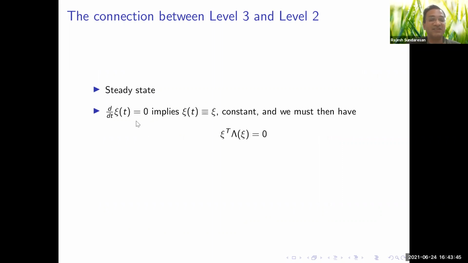What's the connection between this and the previous one? Well, it's a matter of setting the dynamics to be at steady state. So at steady state, d xi by dt is 0, and that means that xi of t is a constant.